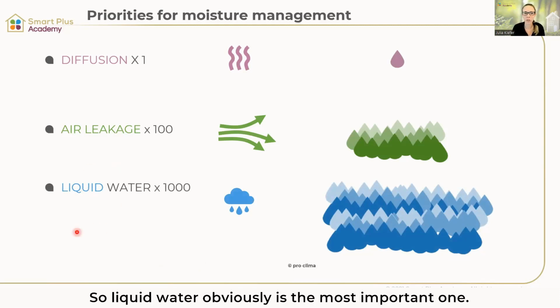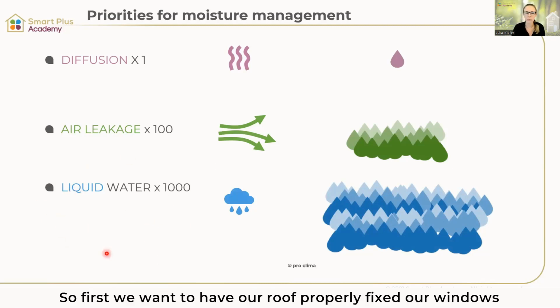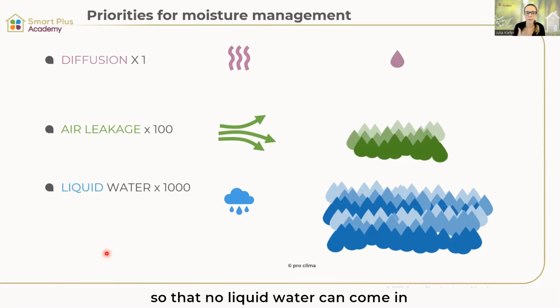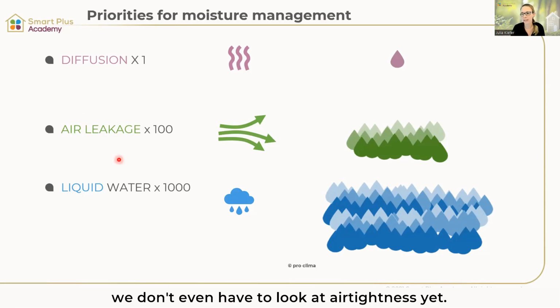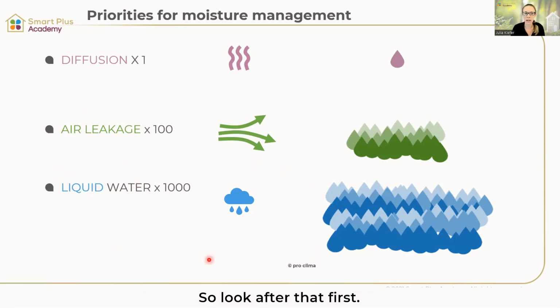Liquid water obviously is the most important one, and the first one we want to get under control. So first we want to have our roof properly fixed, our windows, so that no liquid water can come in. Before we have done that, we don't even have to look at airtightness yet. So look after that first.